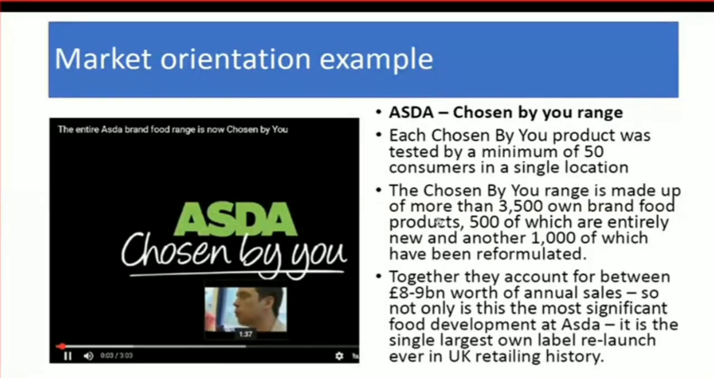So, I hope you have seen and heard the video. Basically, the two things we find in the video: the first thing is related to market orientation. It means Asda allows its customers to choose from a range of products, which has been tried and tested by a minimum of 50 consumers in a single location, right?